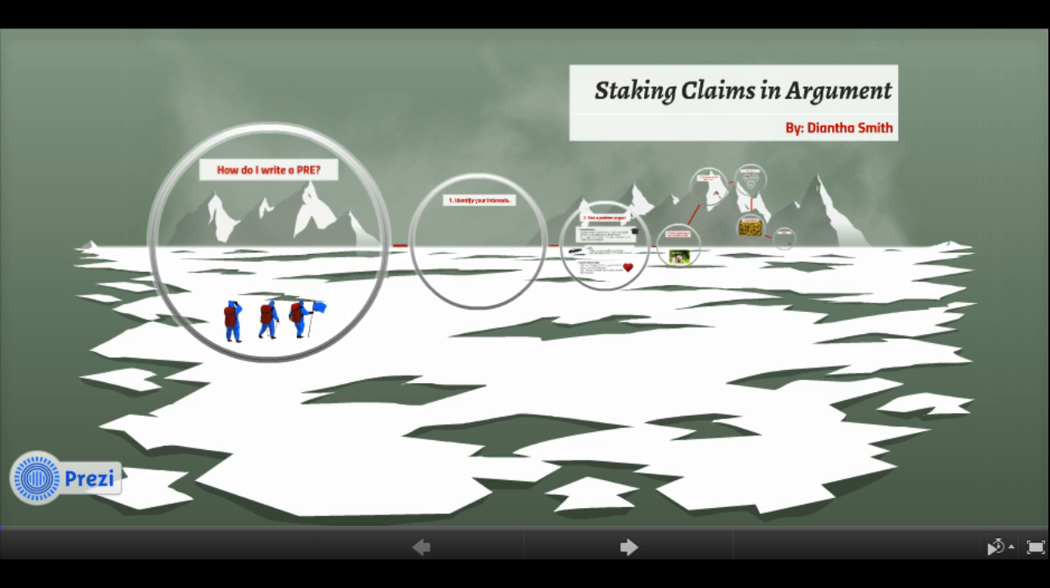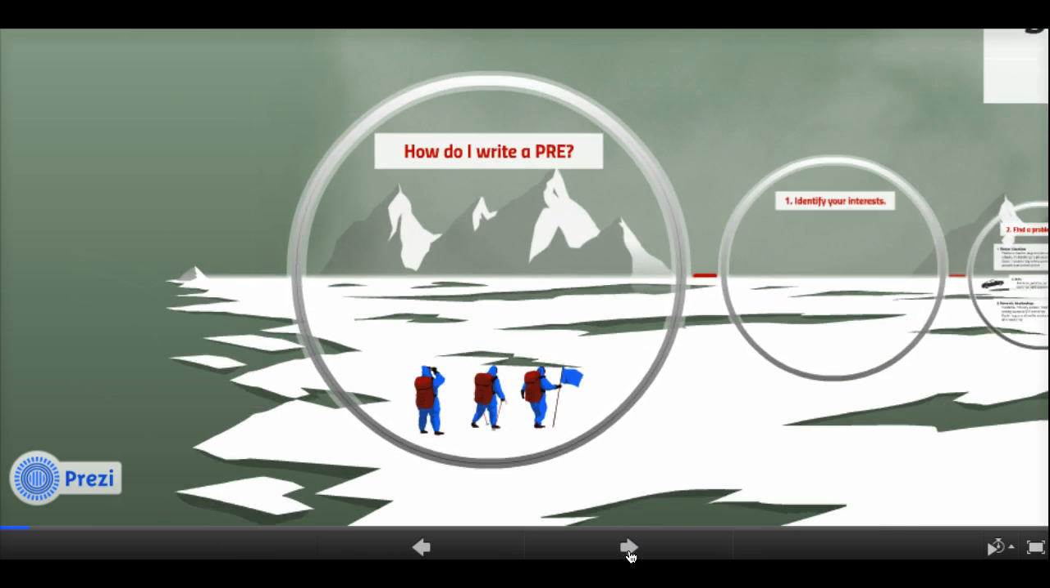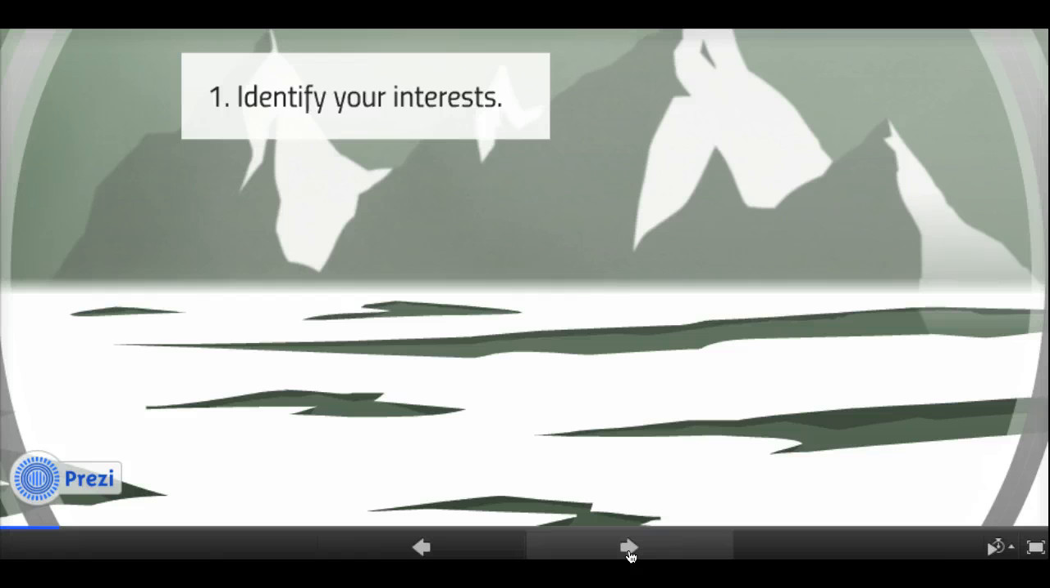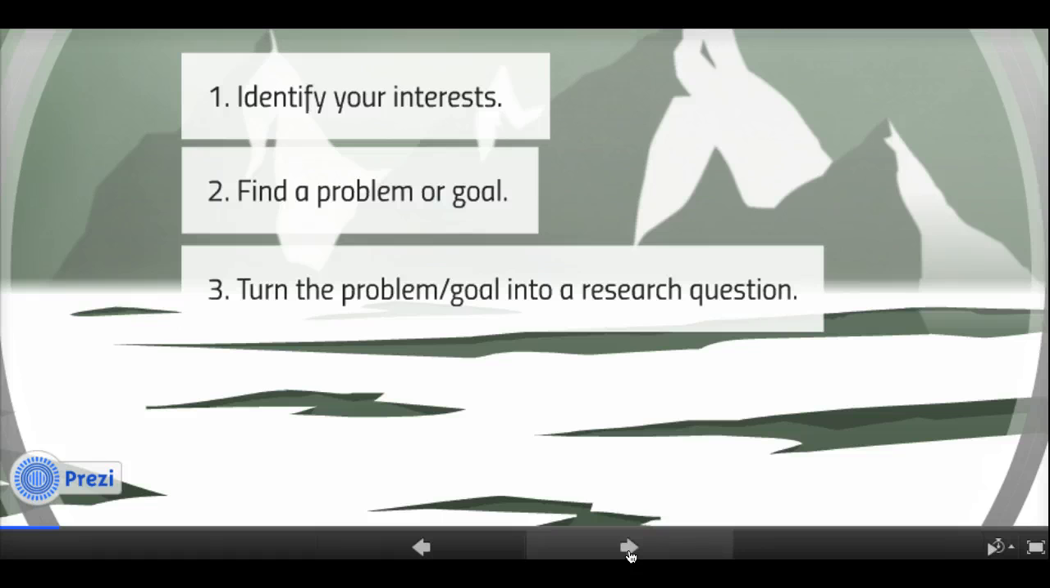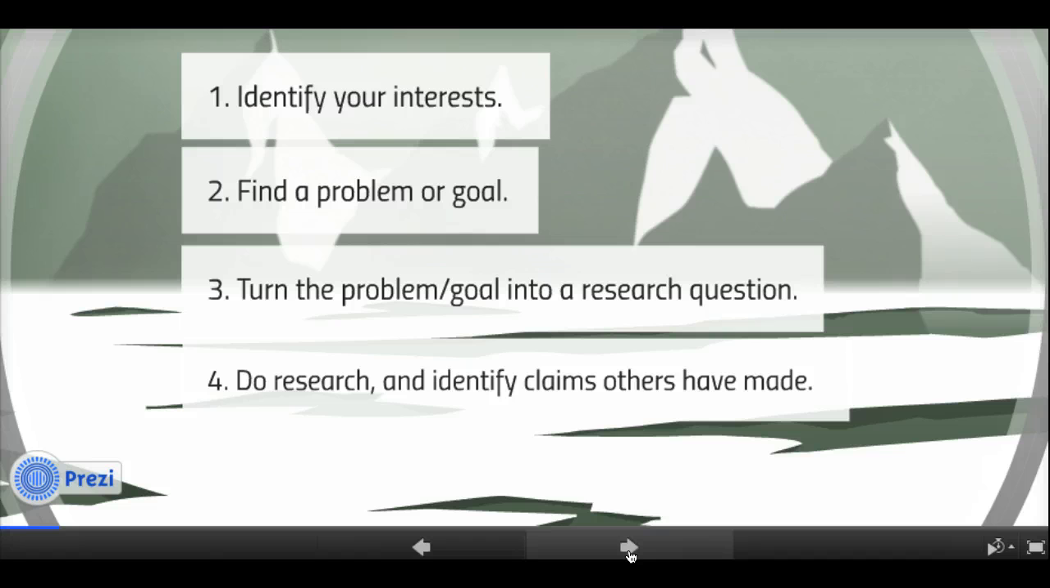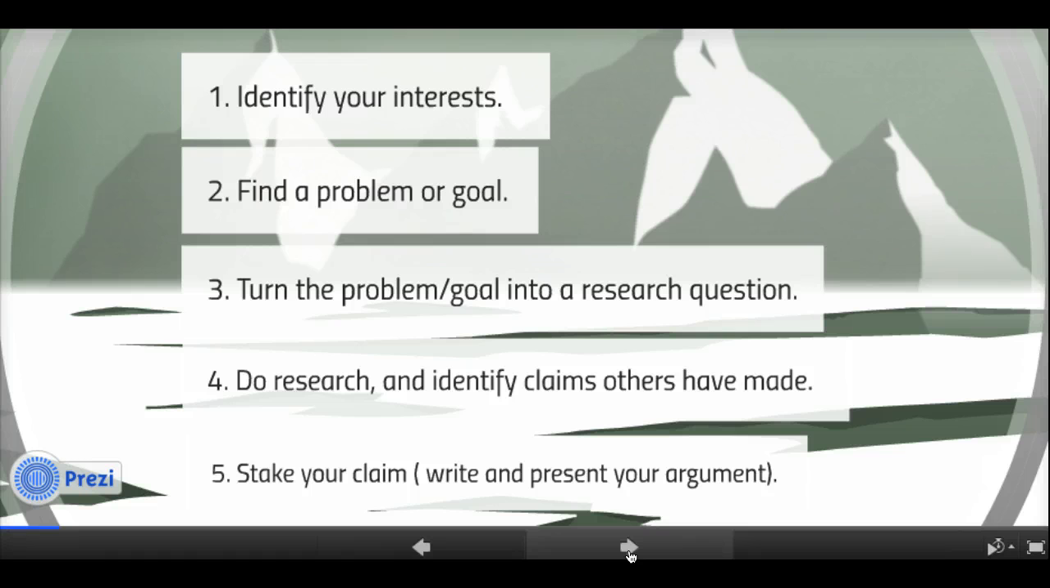First of all, we need to talk about how you write a PRE. What are the goals that we're working toward here? So let's go to our first little circle here. There are basically 5 steps in writing a persuasive research essay. First of all, you need to identify your interests so you know what you're going to write about. Then as you look at those identified interests, you're going to look for a problem or a goal. Next, you're going to turn that problem or goal into a research question. And then you're going to do research and identify claims that others have made about that area of research. And then finally, you're going to stake your own claim, and you're going to write and present your argument.